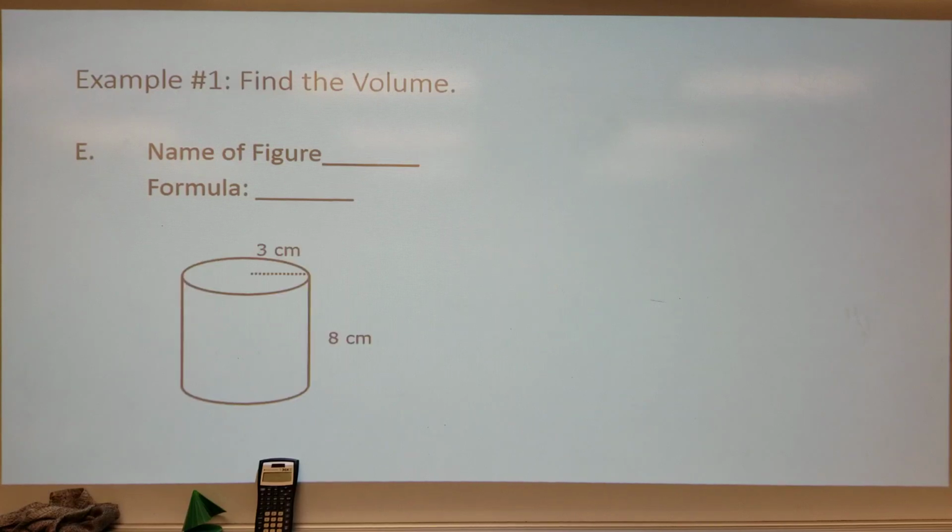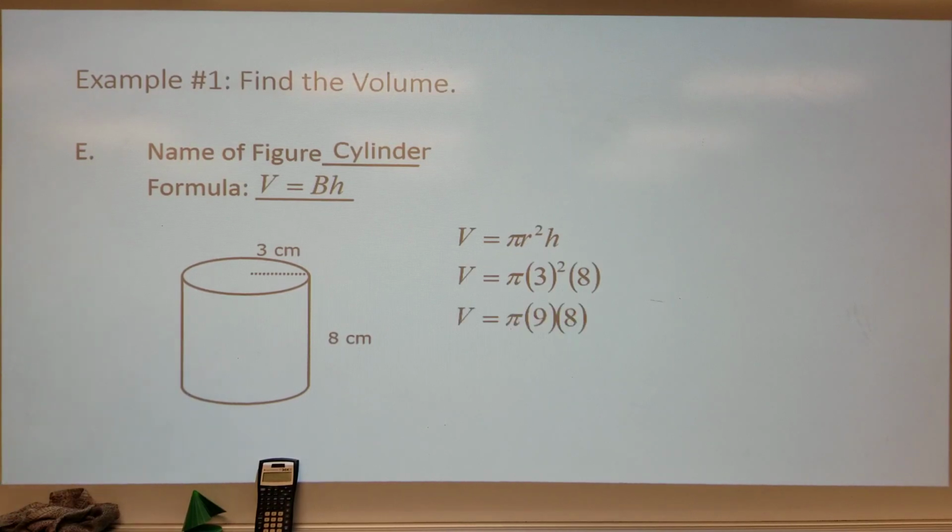Next one. This is a cylinder. The formula is still area of base times height. It's just that we know how to compute the area of the base as pi times the radius squared, times the height. So pi times 3 squared times 8 is going to be pi times 9 times 8, which gives us 72 pi cubic centimeters.